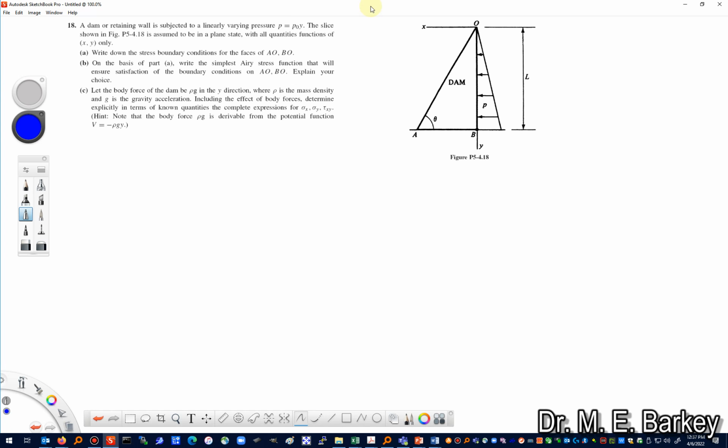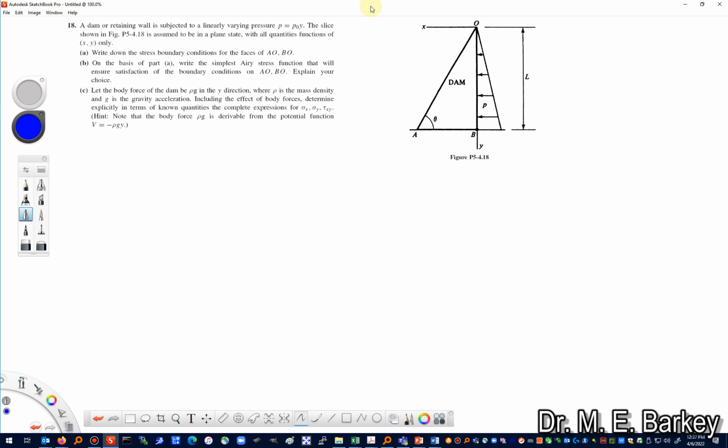On the basis of part A, write down the simplest Airy stress function that will ensure satisfaction of the boundary conditions. Explain your choice. And then let the body force of the dam be rho g in the y direction, so we account for gravity. Include the effect of body forces, determined explicitly in terms of known quantities, the complete expressions for sigma x, sigma y, and tau xy. Note that the body force rho g is derivable from the potential function V equal to minus rho g y.